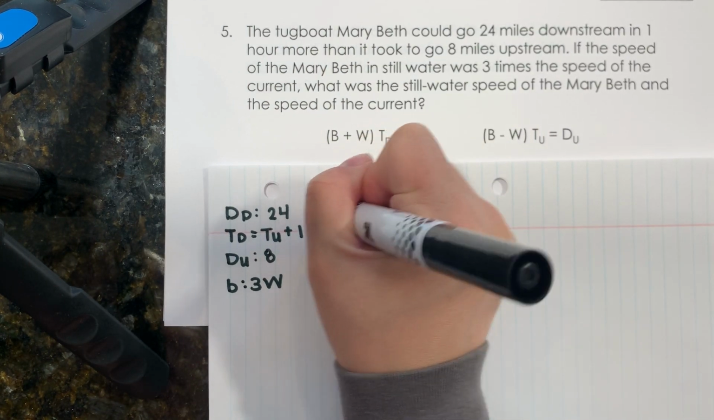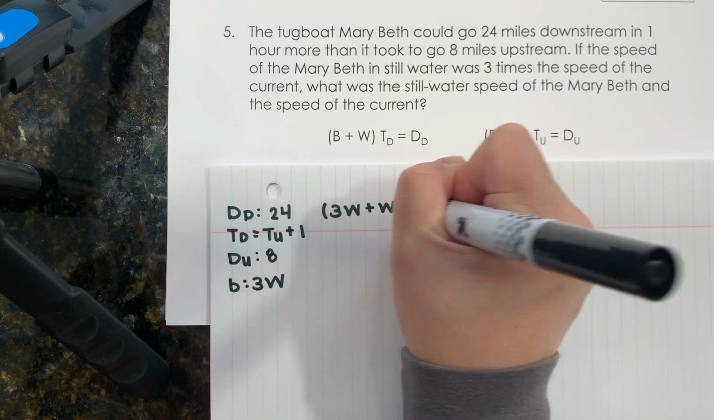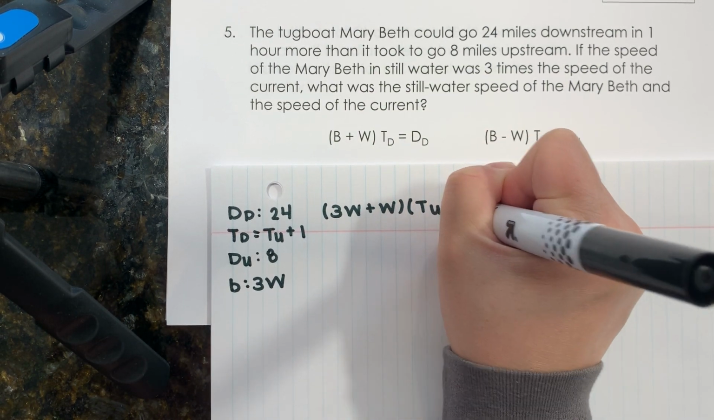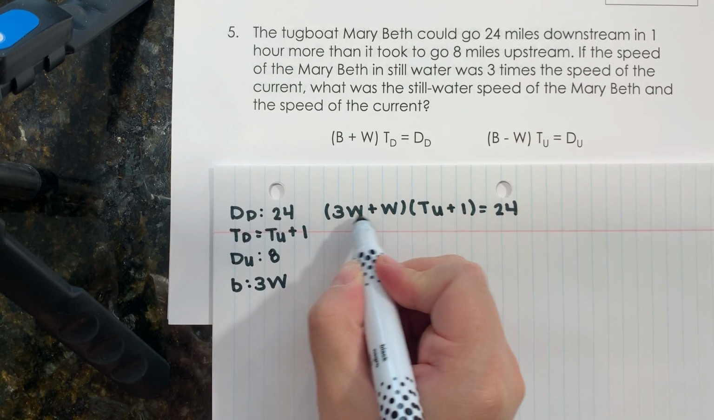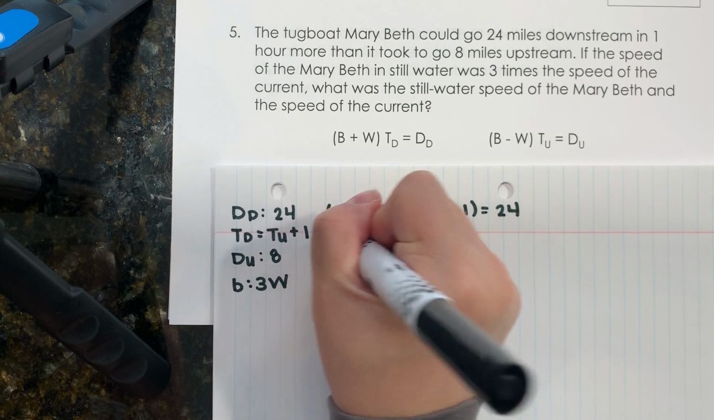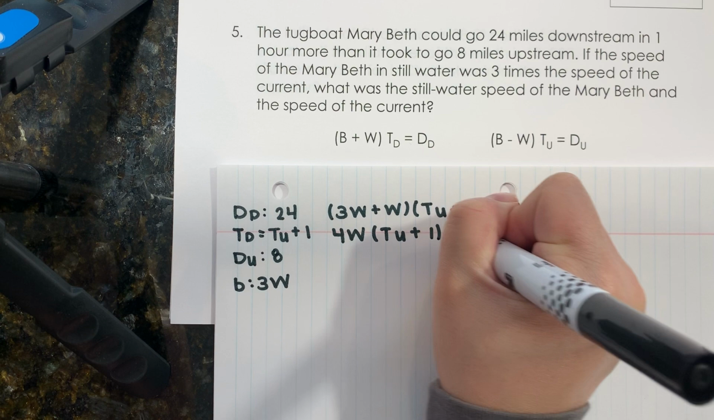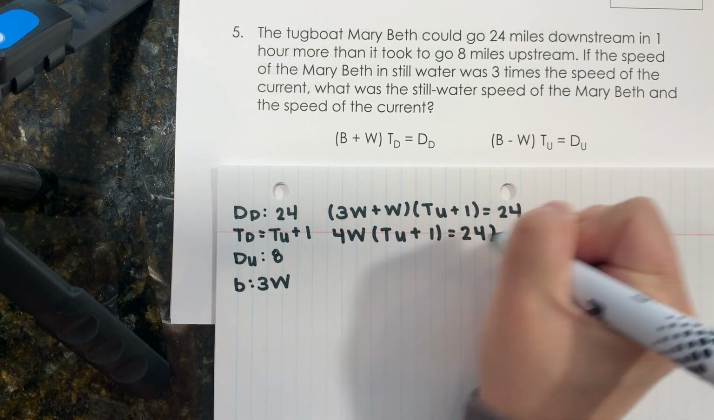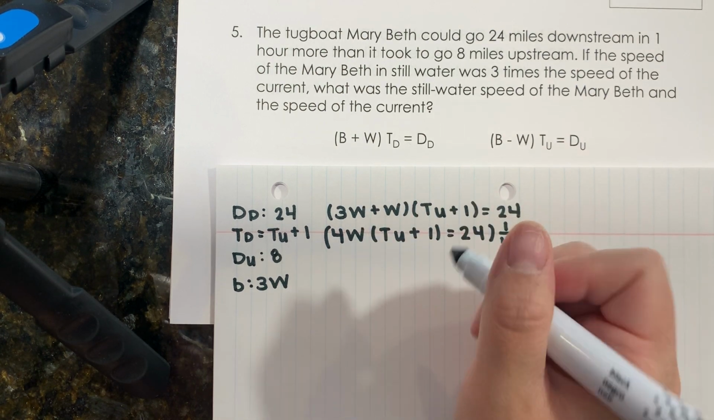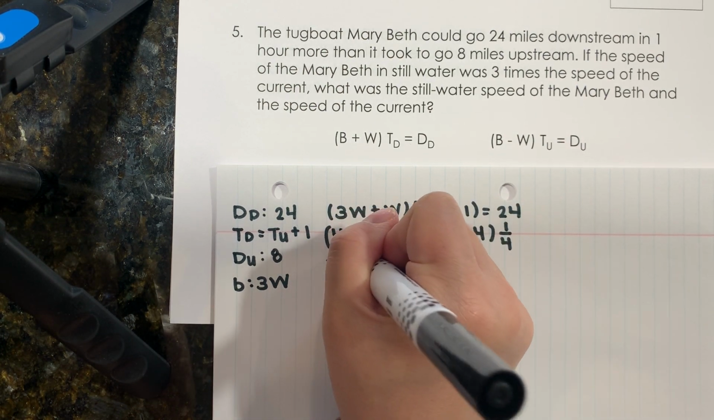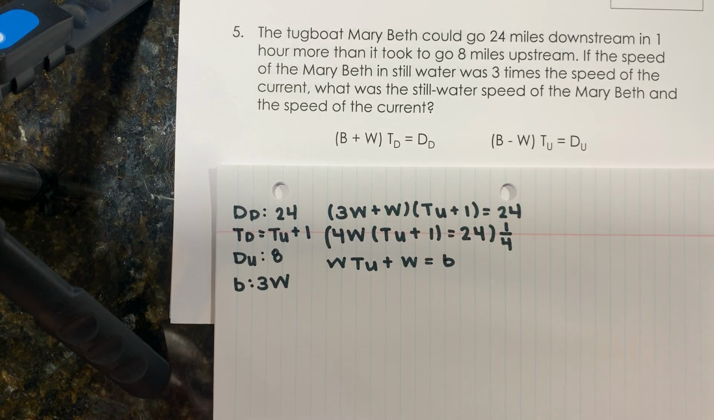I'm going to plug into those. So if my B is equal to 3W plus W times TD, which is TU plus 1, equals DD, which is 24. When I combine the 3W and the W, I get 4W times TU plus 1 equals 24. And what I would do on this one is I would multiply this equation by 1/4 and then distribute the W. So that would be WTU plus W is equal to 6.